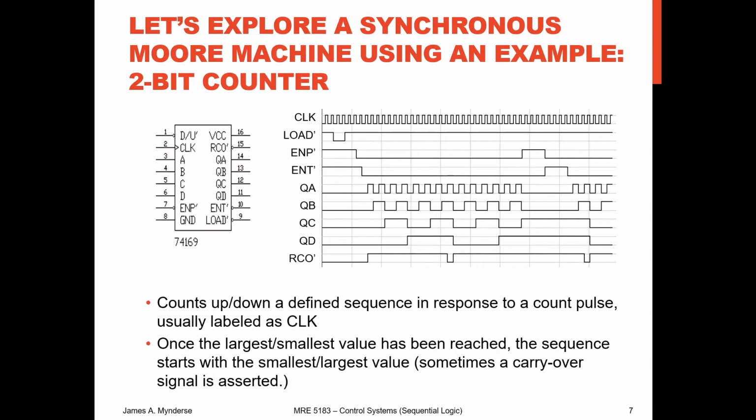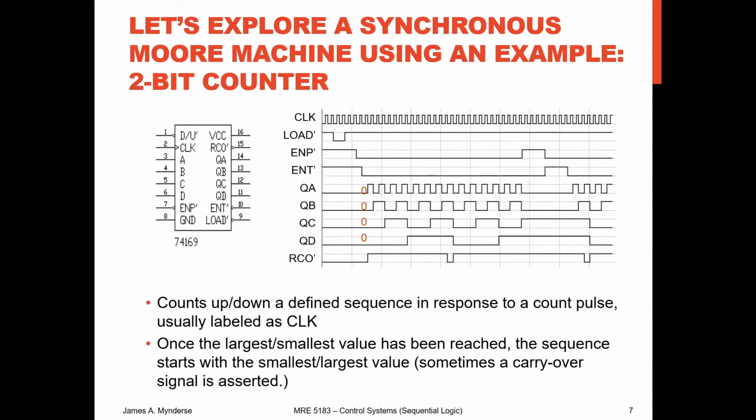So we're going to look at a Moore machine example, and we're going to use a 2-bit counter. And so the way the 2-bit counter works is it's going to have a clock, which is going to cause it to count. And so it's just going to count up. So it's going to use 2 bits to count all the way up. And when it's done counting to its highest value, it's going to restart.